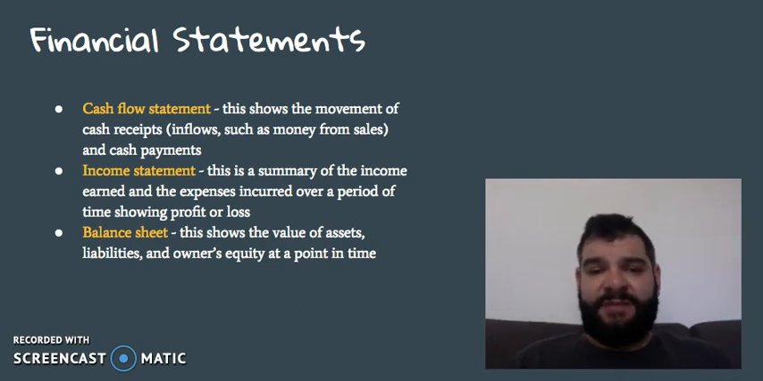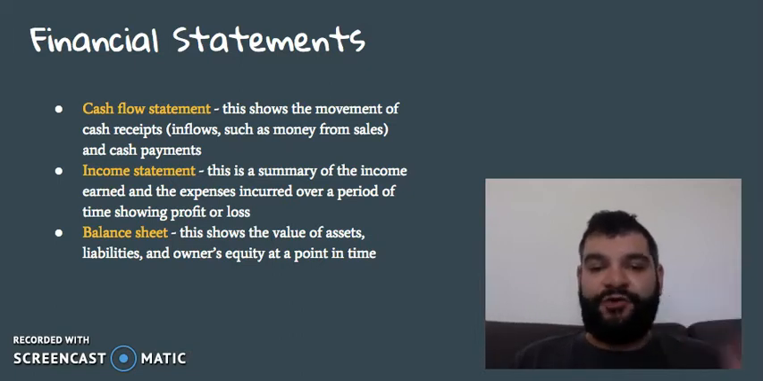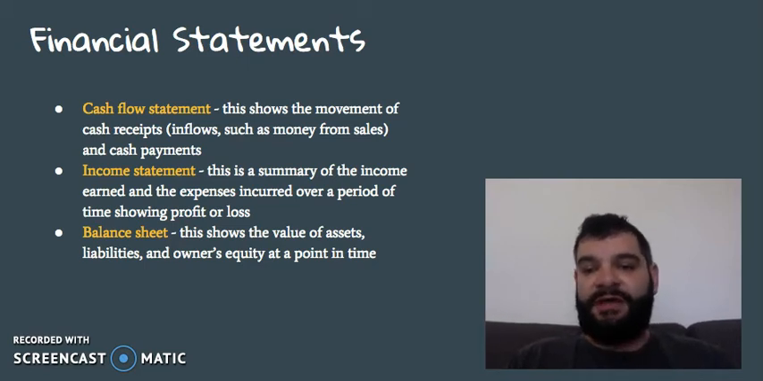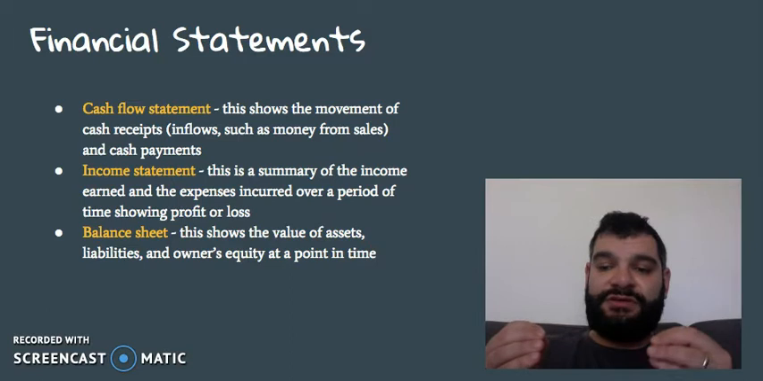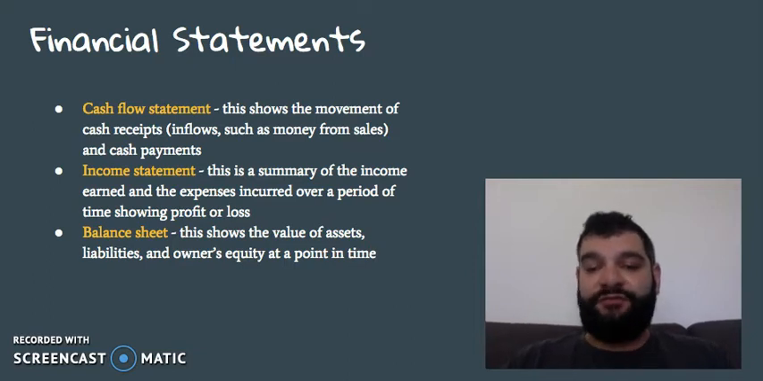The second financial statement is an income statement. This is a summary of the income earned and the expenses incurred over a period of time, ultimately showing a profit or loss for the business. Over a period of time could mean every quarter, so every 3 months, or it could be every financial year. So when looking at an income statement, look at the title on the top of it, because that will tell you the period of time that the statement is referring to.